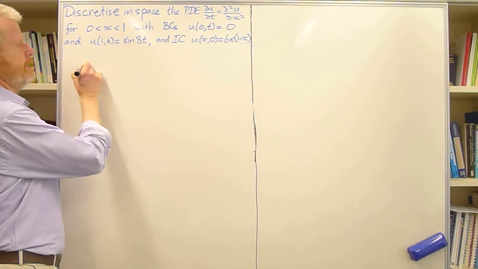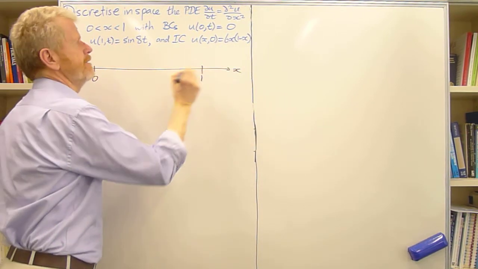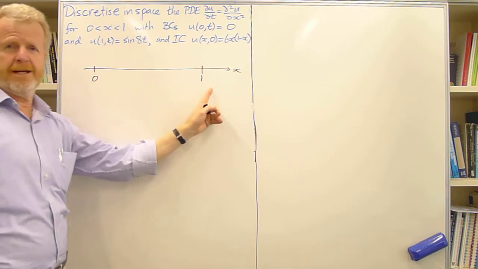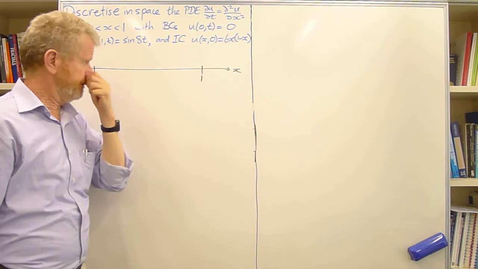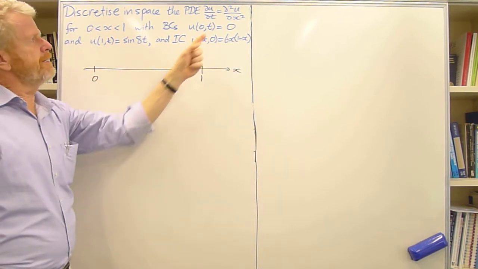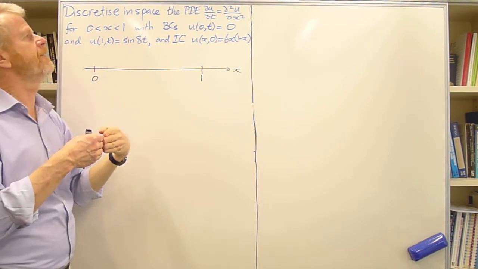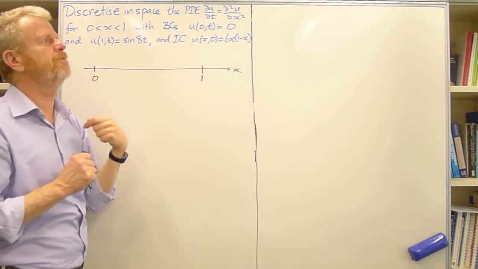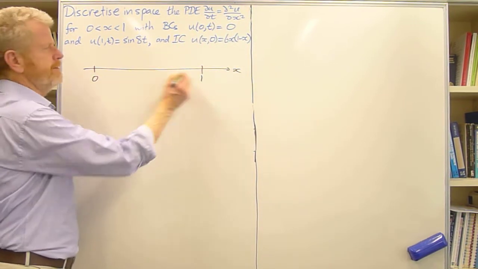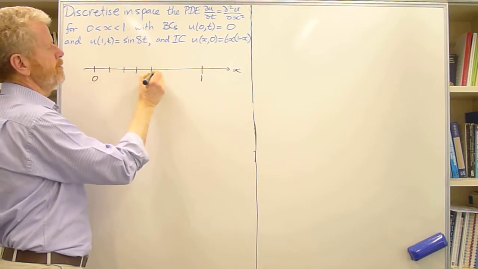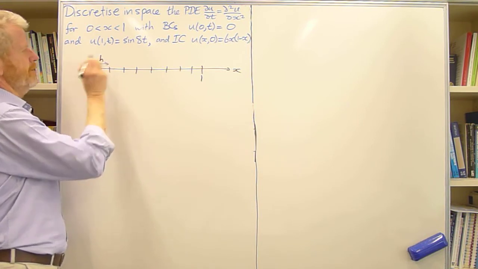Right, now the first thing is to draw a picture. There's the x-axis, that's the space. We're interested in the domain 0 to 1. And to discretise this PDE, we recognise that the error in this discretisation is going to be proportional to h, where h is the distance between grid points and is used to estimate the second derivative. So let's divide this interval into a set of equi-spaced intervals of size h.